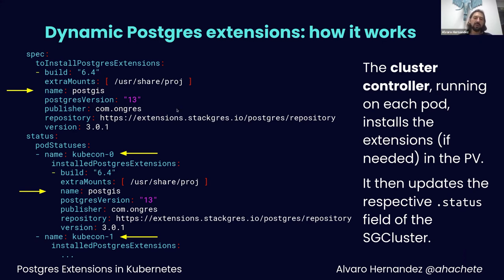How does it do so? Because this pod statuses is an array that checks for every pod, looks into the installed Postgres extensions, and you need to find the same metadata here that is available in the to install Postgres extensions. That will list the extensions installed. Again, they need to be installed for every pod. And then it updates the status, bringing back information feedback to the user about which extensions have been installed successfully.